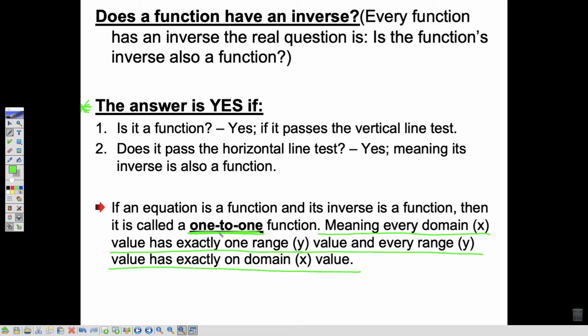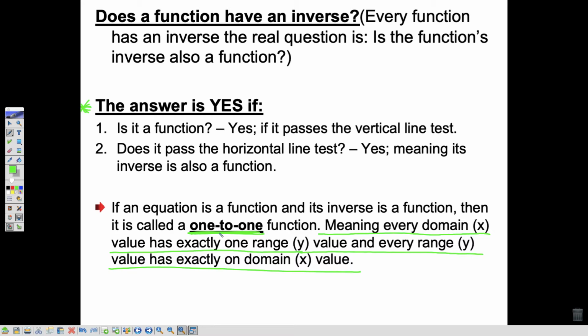And I don't understand why textbooks do that. Because forever I thought, well, not every function has an inverse. Yeah, it does. Every function has an inverse. It's whether that inverse is also a function. That's the biggest question. We can restrict domains, and we will do that in the trig portion.